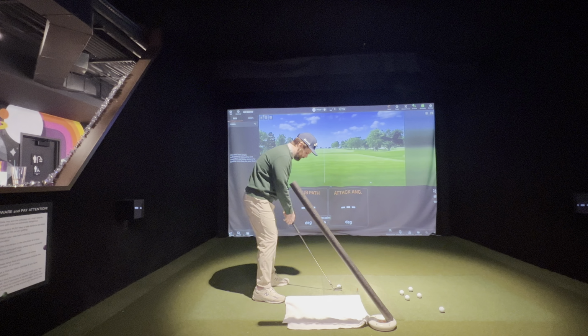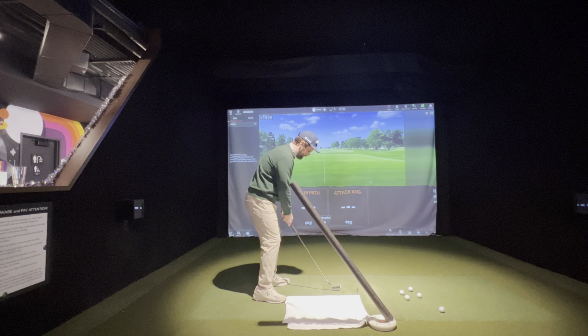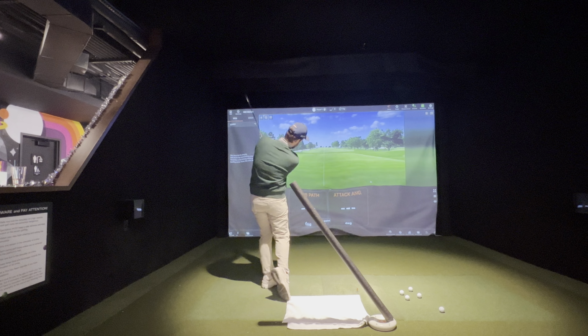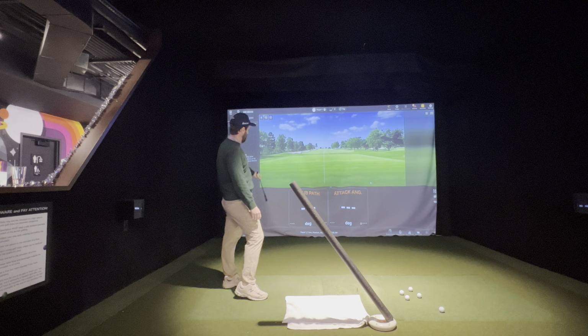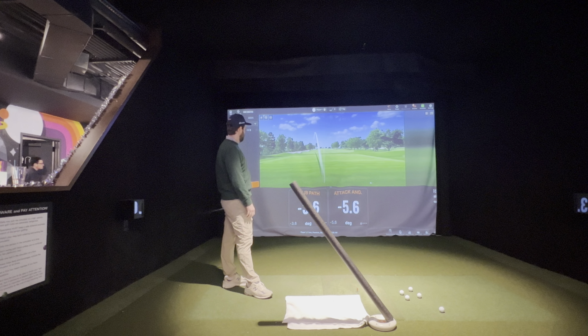I'm gonna hop in here. I would encourage golfers to start with some half swings, about waist high back to waist high through. If I did this all correctly, what we're gonna see is a positive club path and a negative attack angle.